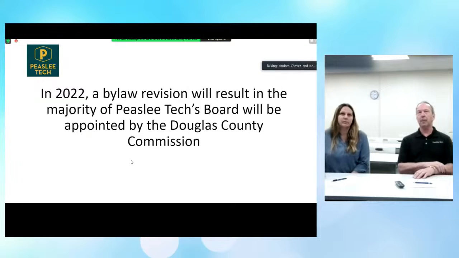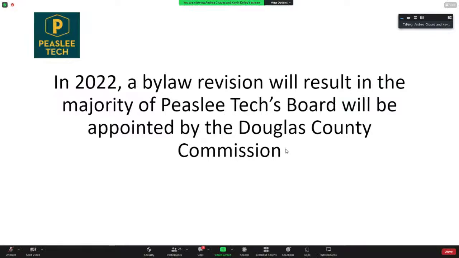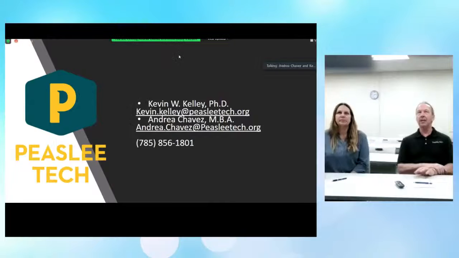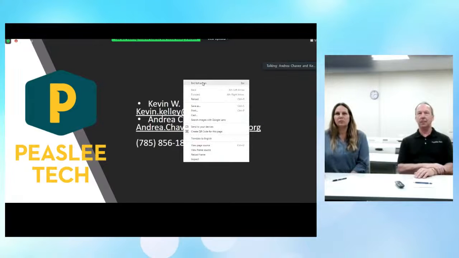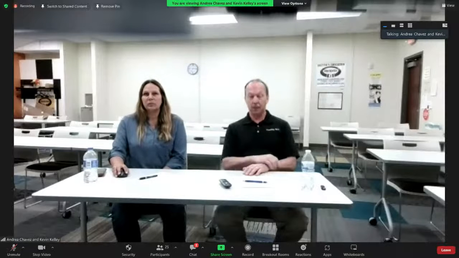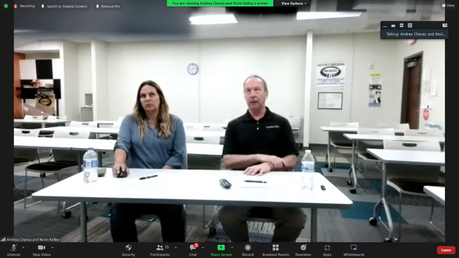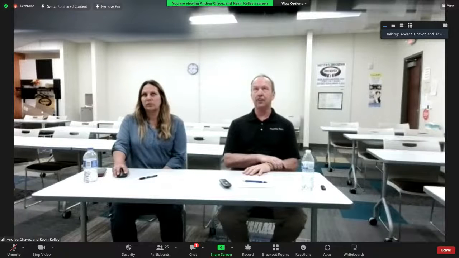We began a bylaw revision process in 2022, where our board will be appointed, rather than self-appointing. And I'm seeing we're missing something on that slide, because our plan, and our request, is that our board be appointed by the Douglas County Commission and the Lawrence City Commission. There's a little overview, and we're glad to answer any questions you might have about Peasley Tech. And then, of course, regarding our request for operational funding for the 2023 fiscal year.